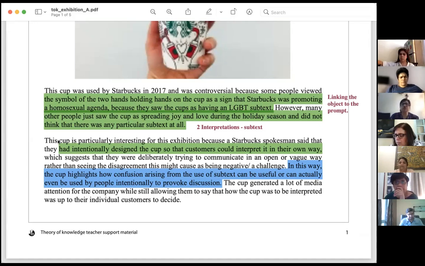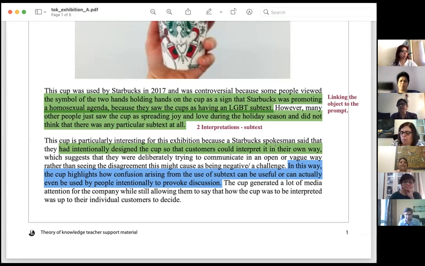So, Mona, even if the child did not write, this cup is particularly interesting, that is what I said. In some way, not implicit, but not mentioned that way. Even if the child simply said that a Starbucks spokesperson said that this cup had been intentionally designed so that customers could interpret it in their own way, that is saying it. So even without this line, it's absolutely fine. But this line is important because it makes the link of the cup to the prompt. Exactly. So you don't need those lines.